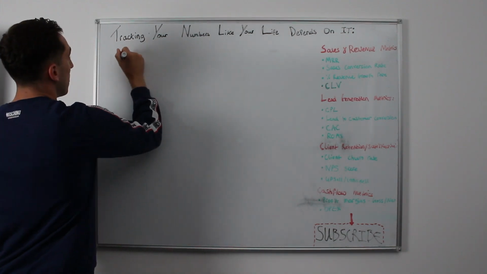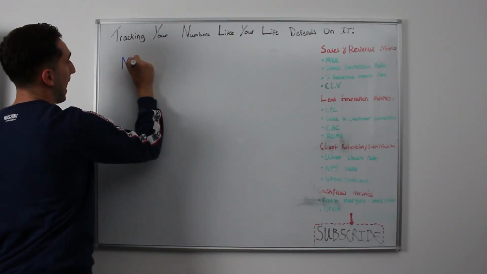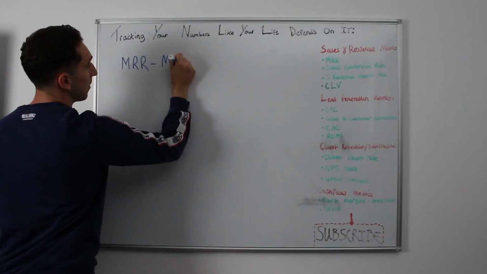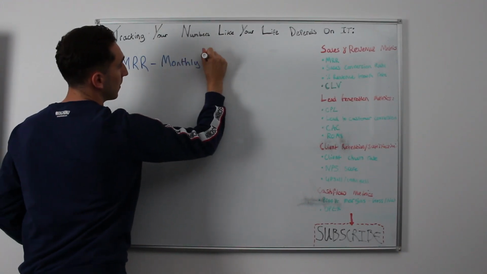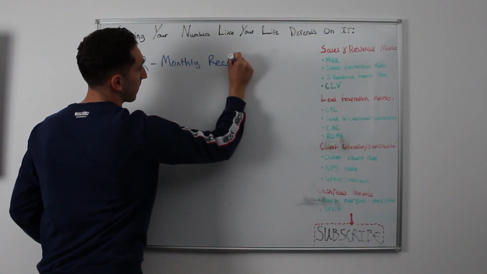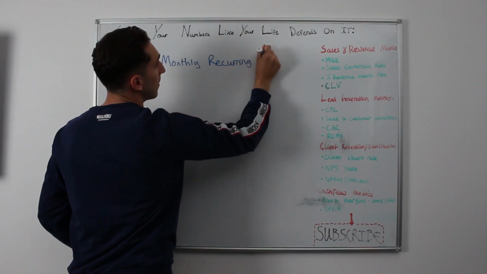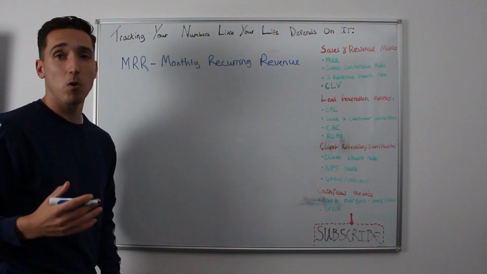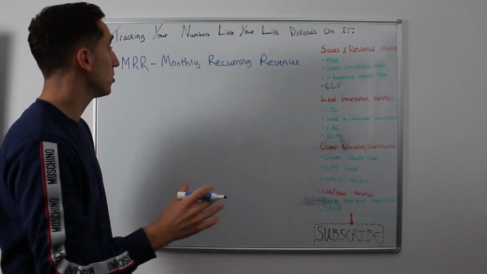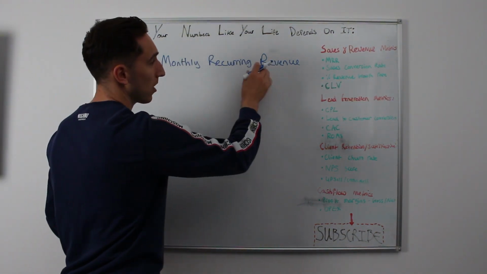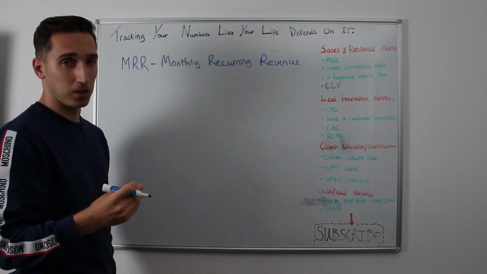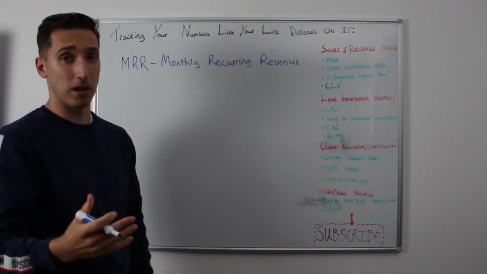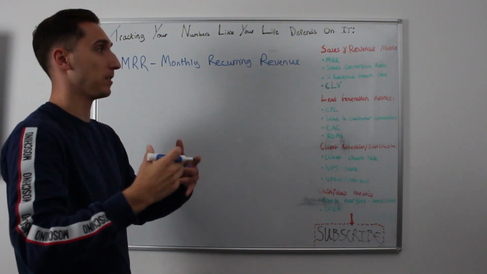Now, first of all, we need to be tracking our MRR. So this stands for monthly recurring revenue. Now, as some of you watching this video will already have retained business, you will already be familiar with monthly recurring revenue. But it's so important to track this. How? Because some people are tracking it by the amount of clients that they've got and just adding continuously.